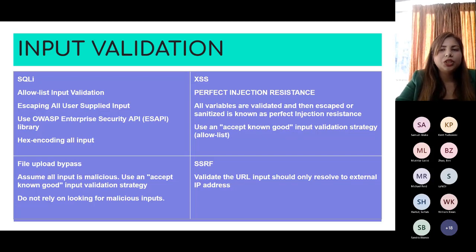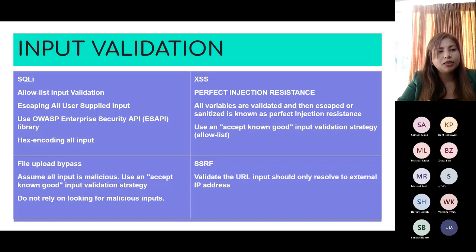Having perfect injection resistance in a cross-site scripting attack can mitigate the impact of XSS to very low. So all variables should be validated and escaped or sanitized, which is called perfect injection resistance. If there's an XSS attack, and we have a firewall to prevent that attack, but the application is not preventing the attack, then it's just a matter of time before someone finds out how to bypass the firewall and then get into your application.